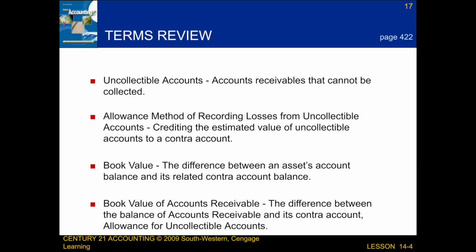Alright, so there are some key terms that I'd like to go over before we start the accounting part of this lesson. Uncollectible accounts are accounts receivable that cannot be collected. The allowance method of recording losses from uncollectible accounts is crediting the estimated value of uncollectible accounts to a contra account. The book value is the difference between an asset's account balance and its related contra account balance. And the book value of accounts receivable is the difference between the balance of accounts receivable and its contra account, which is allowance for uncollectible accounts.